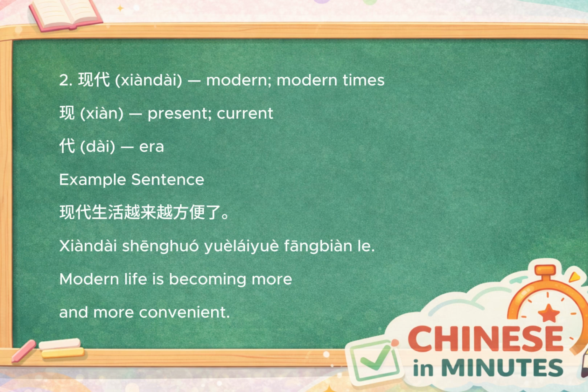Next is 现代, meaning modern or modern times. Here, 现 means present or current, and 代 means era. Literally, it means the current era. Native speakers use this word whenever they talk about modern life, technology, architecture, or society. Imagine looking around your room. Your phone, your computer, and your Wi-Fi all belong to 现代.